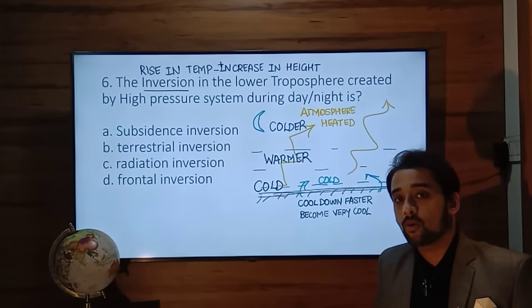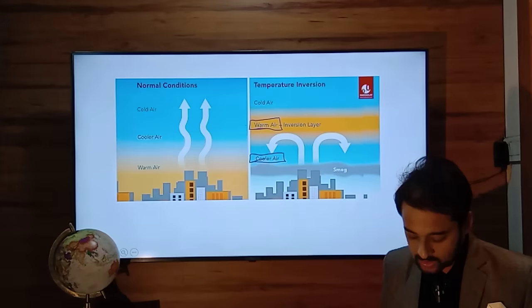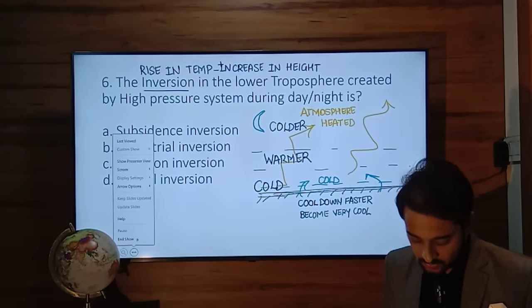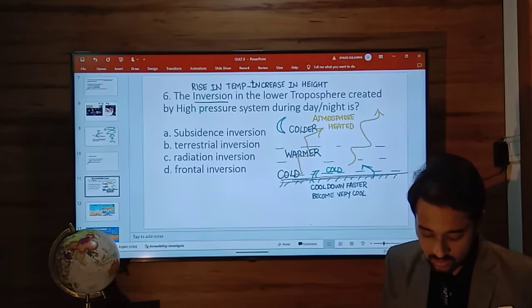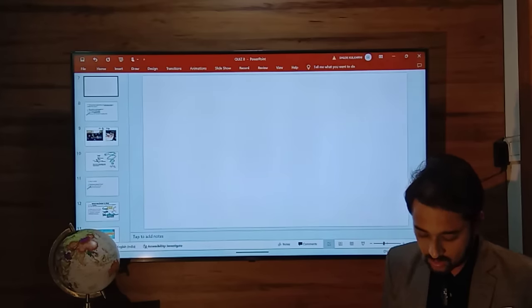Okay, now what happens is that during daytime, next point that I want to explain to you is that during daytime, when we have the sun, we have this land surface.